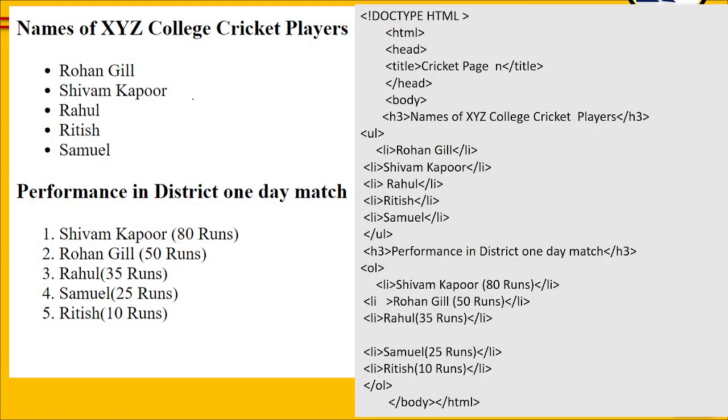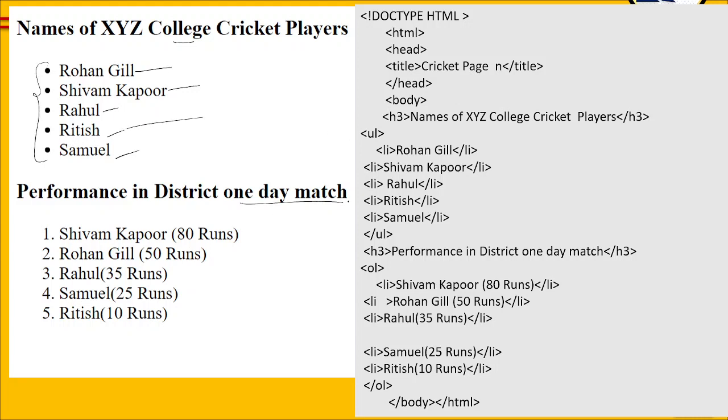Similarly, let us suppose your city has a cricket team, and there are 5 members from your college who are part of that particular team. We have to create a web page where we are writing the names of the players. If there is no proper ranking or something like that, then we can write these names in any sequence. We can go for unordered list.